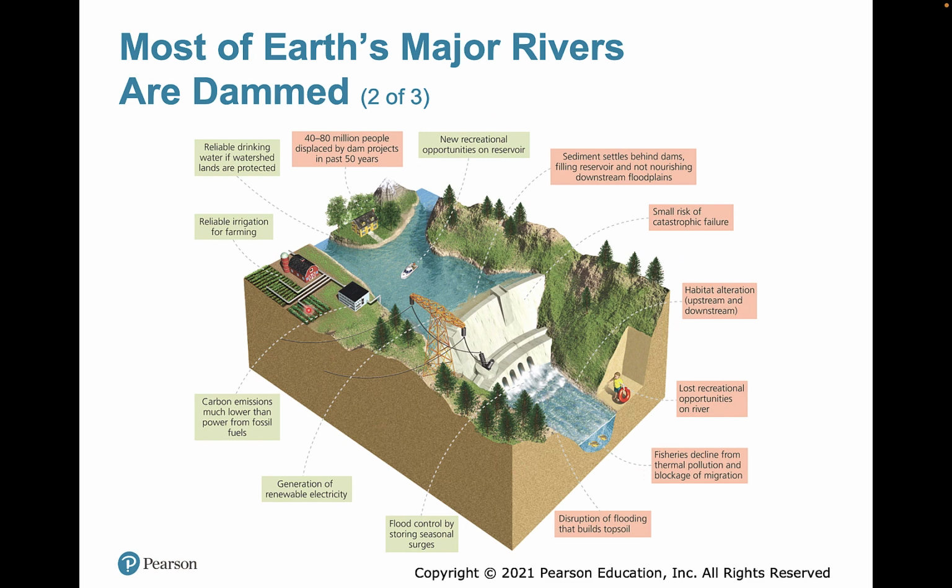The green are the good things. The red are the less good things. So there's a small risk, but there is a risk that the dam could fail. And then you have all of this reservoir rushing down. The dam alters the river flow, so sediment builds up behind the dam and doesn't flow downstream to nourish the floodplain on either side. There's habitat alteration upstream and downstream. This was a river, and now it's basically a big lake.